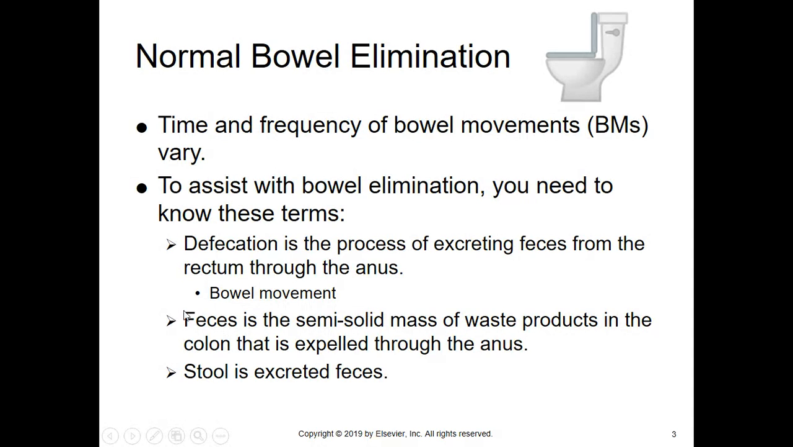When it's inside us, it's called feces. When it passes through our anus and comes outside, it's called stool and no longer feces. So stool is when we have it come out of us. Okay, so that's another word you'll hear. So usually we'll say the patient defecated, they passed their bowels, they had a bowel movement, or they had a stool. Those are all words meaning they went to the bathroom, number 2. Okay.